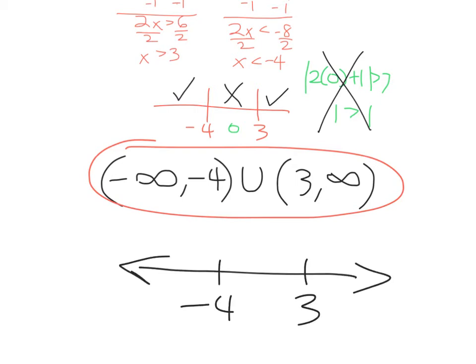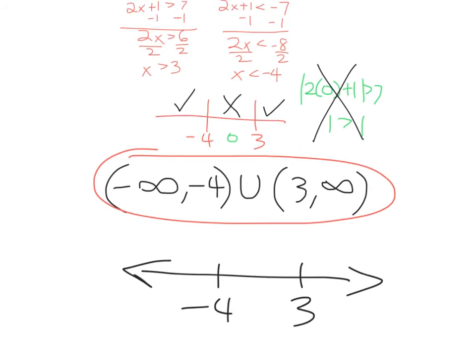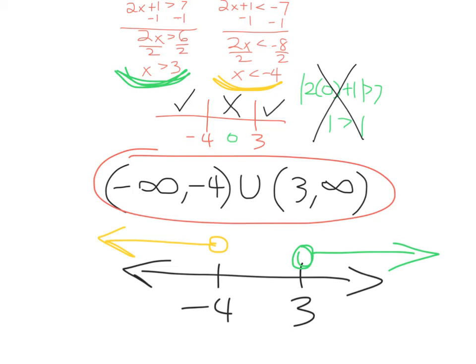Negative 4, 3. So if I graph this one, x is greater than 3, going that way. And then when I graph x is less than negative 4, going that way. So it's either the left yellow or the green right.